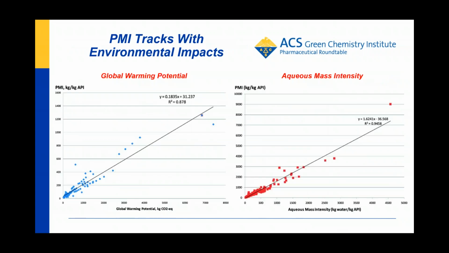Okay. It's very nice talking about PMI, but a couple of things to follow up with. One is that PMI actually does track with environmental impacts, as shown on this slide. The left-hand plot shows PMI on the y-axis against global warming potential, in kilogram CO2 equivalents generated, on the x-axis. As you can see, there's a pretty nice correlation. The one on the right shows the tracking of PMI against aqueous mass intensity, probably of more interest to the industry.